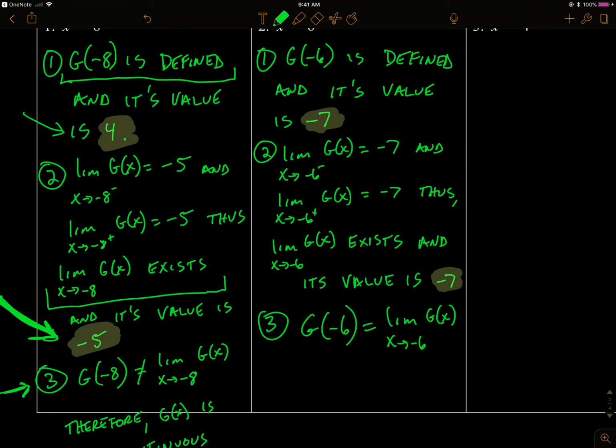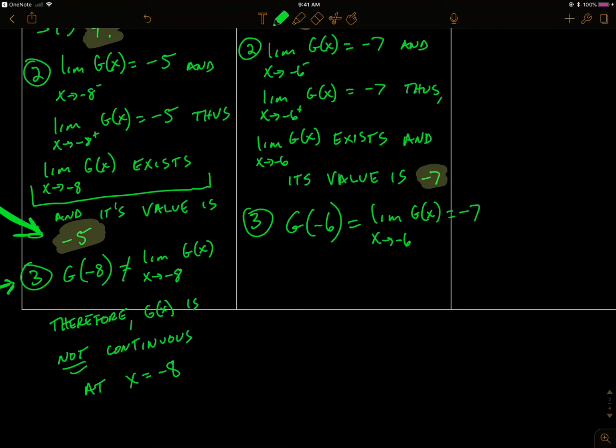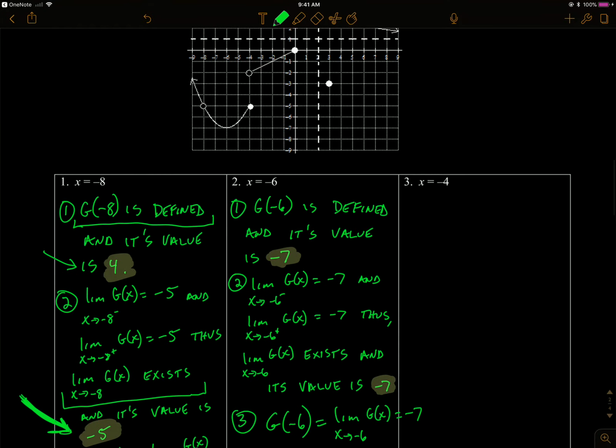And you want to even kind of say what it is. That value is -7. I like to show that they're both equal to each other, and that value is -7. So therefore, I'm trying to do good with the explanations to set a good example. Therefore, g of x is continuous at x equals -6. Okay.